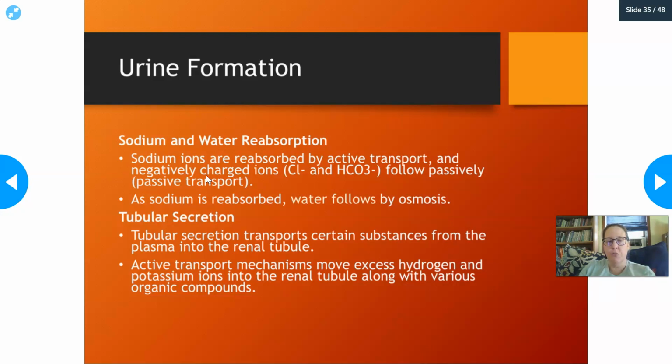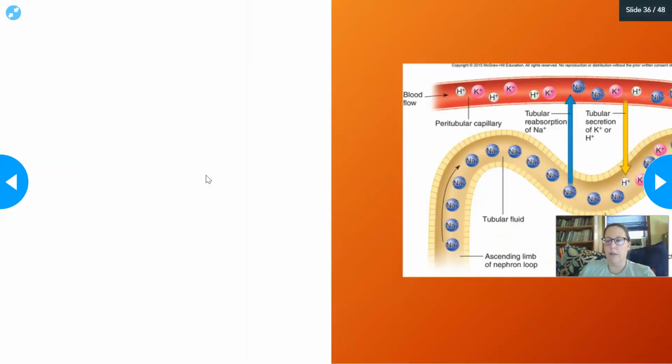And then the third step is tubular secretion. So tubular secretion transports certain substances from the plasma into the renal tubule. So those are substances that may not have made it into the glomerular filtrate at the filtration stage of the process, or there's really an excess and it needs a second chance to dump it. That happens through tubular secretion. So there are some active transport mechanisms that can move any excess hydrogen and potassium ions into the renal tubule, along with other various organic compounds such as certain drug metabolites and stuff like that.